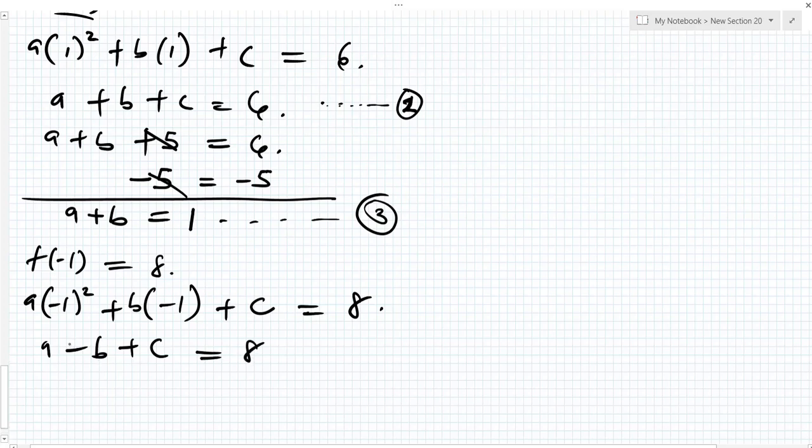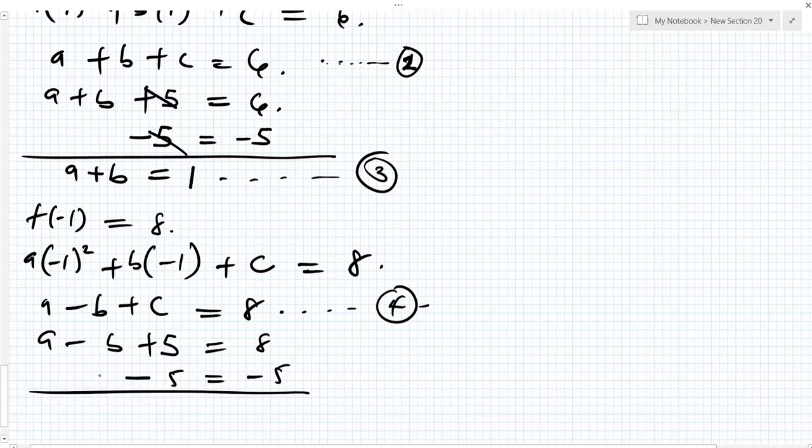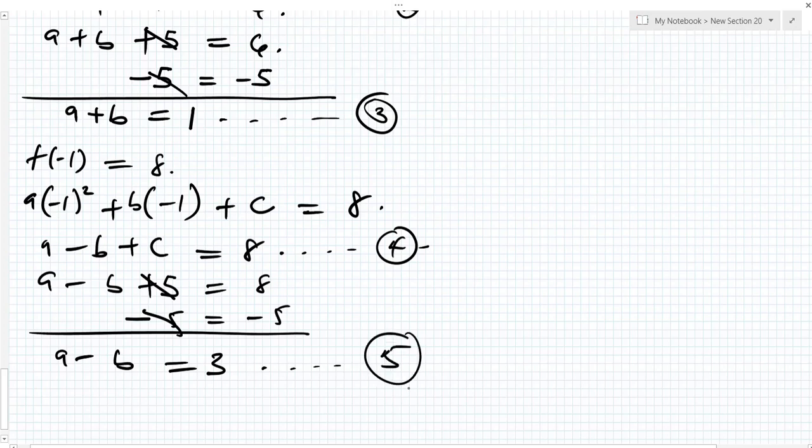So substituting c equal to 5 into this equation, let me call this equation 4. You have a minus b plus 5 is equal to 8. Now if you add minus 5 to both sides of this equation, you will now be left with a minus b on the left hand side. This one will cancel out this. Then 8 minus 5 will give you 3. So this is equation 5.